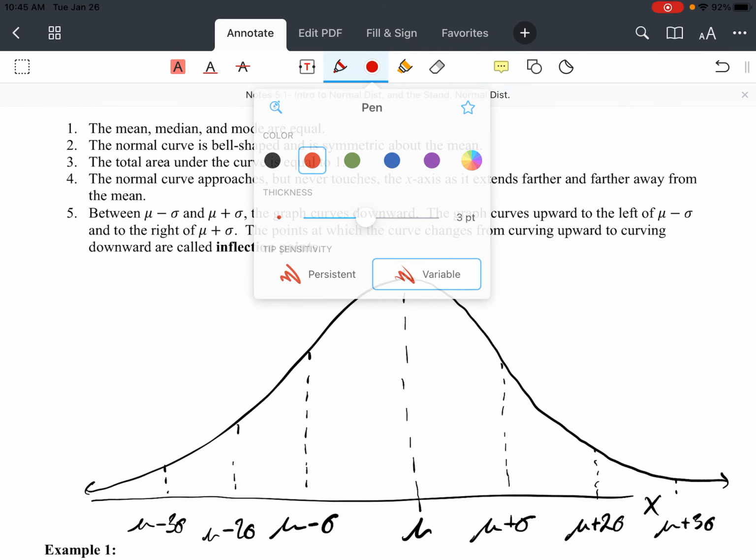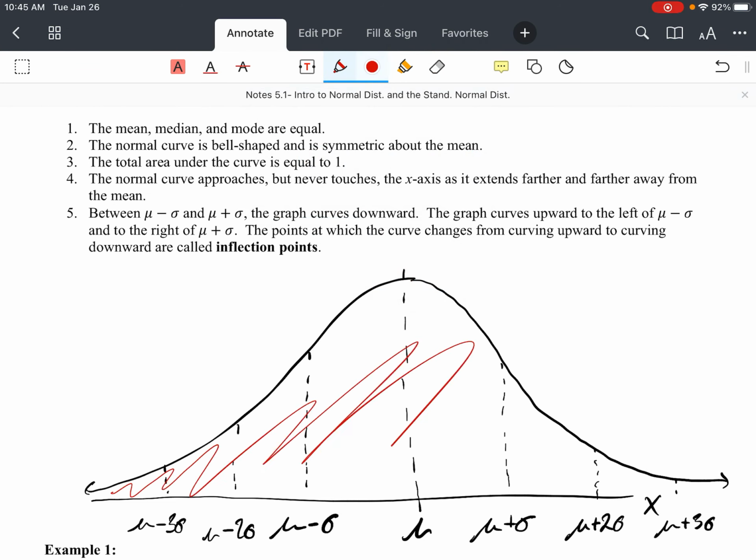The total area under the curve is equal to 1. So if I were to add all of this area up, everything underneath the curve, it should add up to 1 or 100%. Remember that the area under the curve represents probability.